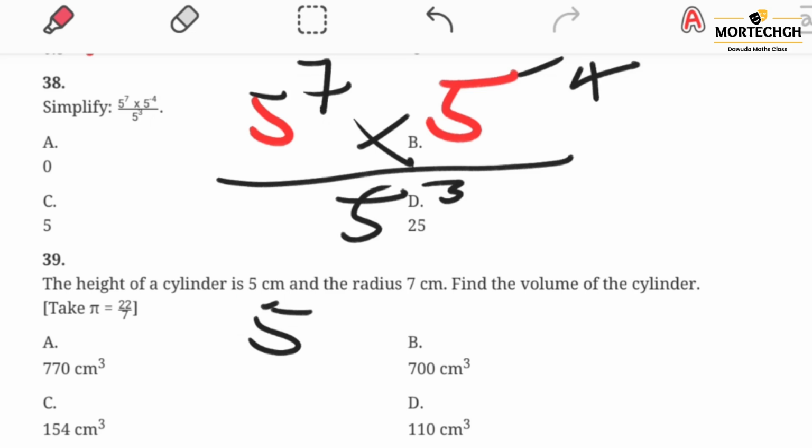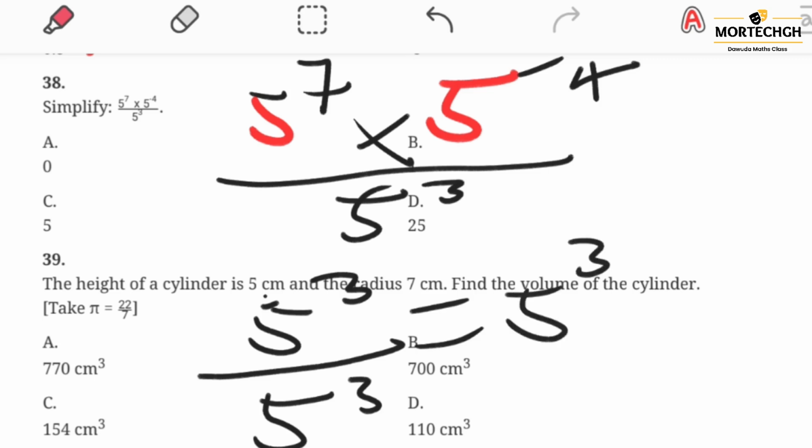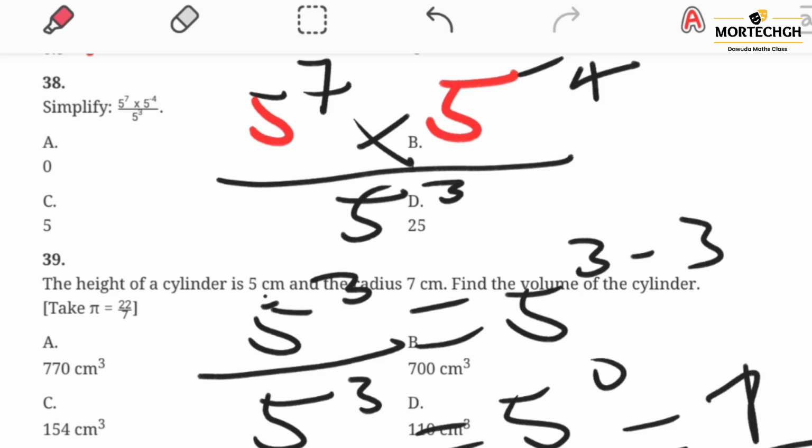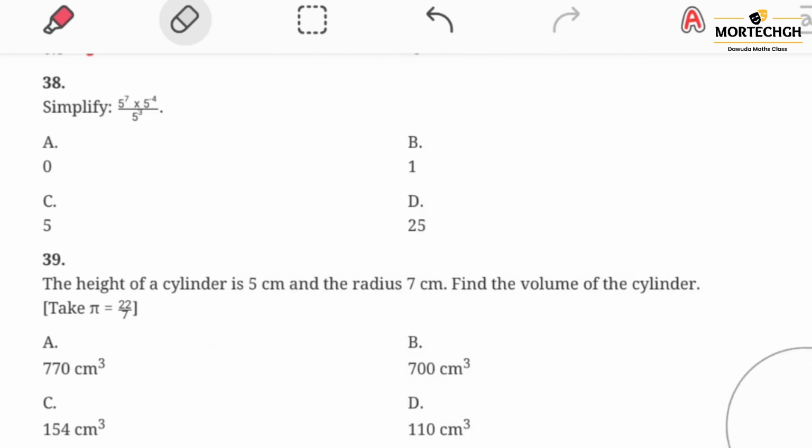So you add 7 plus -4, which will give you 3. So we now have 5 to the power 3 all over 5 to the power 3. And then another rule states that when the numbers are the same and you are dividing, you subtract the exponents. So here it will give you 5 to the power 3 minus 3, which is 5 to the power 0. Any number to the power 0 is equal to 1. That's one of the properties in indices. So the answer will be 1, which is B.